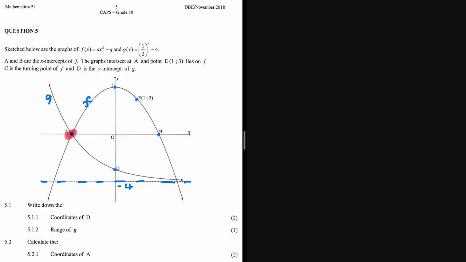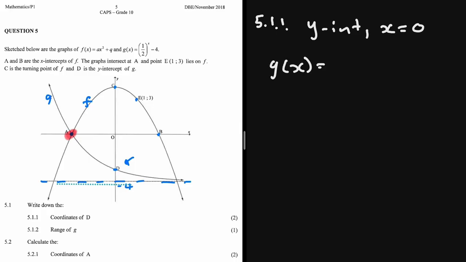So the first question that we have here, they say now write down the coordinates of D. If we look at D here, D is actually the y-intercept, and it's lying on the graph of G. So if we want to find the coordinates of the y-intercept, we say y-intercept, the value of x is equal to 0, and we also find which function this point is on. This point is on the graph of G, and the equation of G is given as g(x) = (1/2)^x - 4.